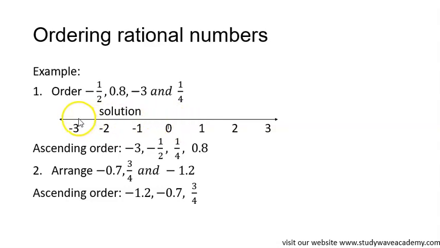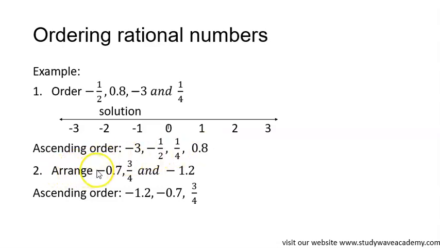So in ascending order, we have minus 3 first, then the next is minus 1 over 2, and the next is 1 over 4, which is positive, and the next is 0.8. So this is how you arrange this in ascending order, okay? From the smallest, this is the smallest, and this is the biggest, okay? Do you understand? I hope you're not confused.